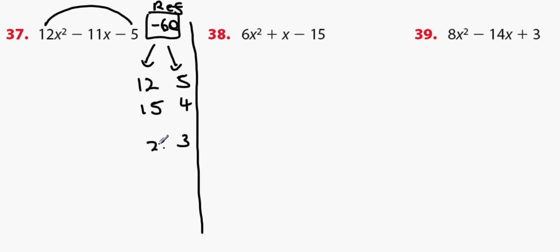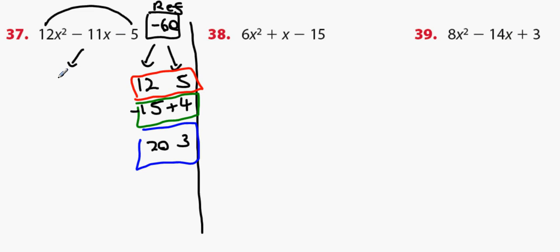Now we have a choice here. We have 3 different choices: the red choice, the green choice, or the blue choice. We know that's minus 60, so one of them has to be plus and one of them has to be minus. So I'd go for minus 15 plus 4. So this is going to change into minus 15x plus 4x.